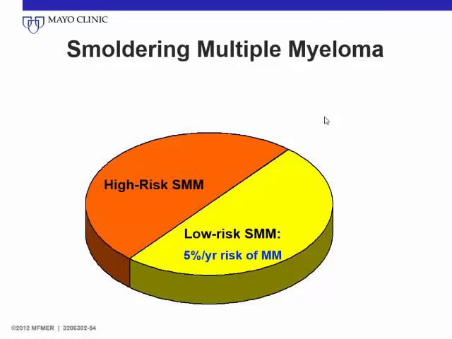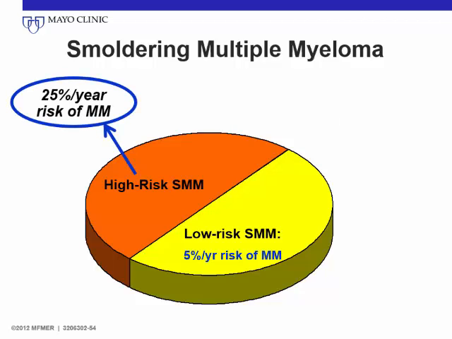They're still smolderers. And you can take these smoldering myeloma patients and really divide them into two groups. Those who have low-risk smoldering myeloma, where the risk of progression is quite low, probably 5% per year, and there's really no point in trying to do preventive trials. And then there is the group of high-risk smoldering myeloma patients who have a 25% per year risk of progression.